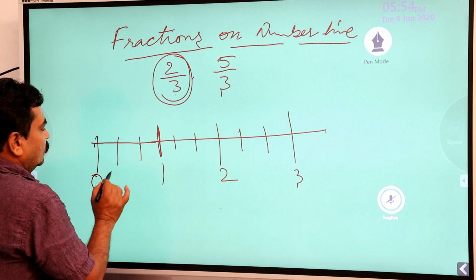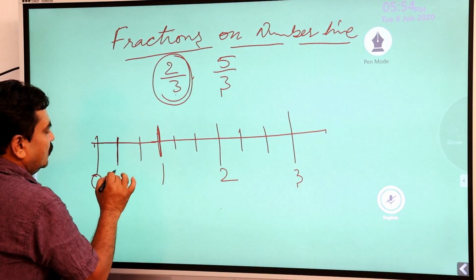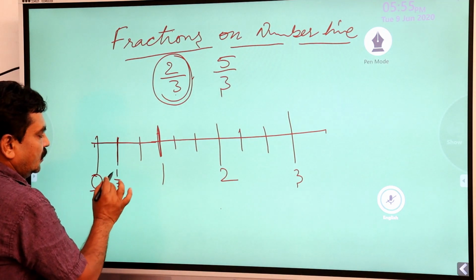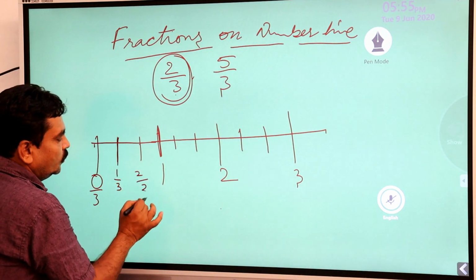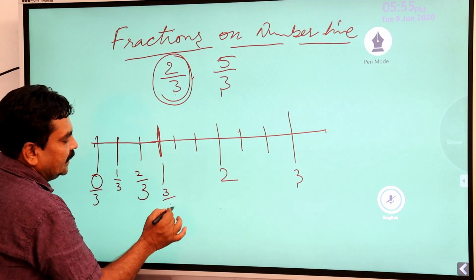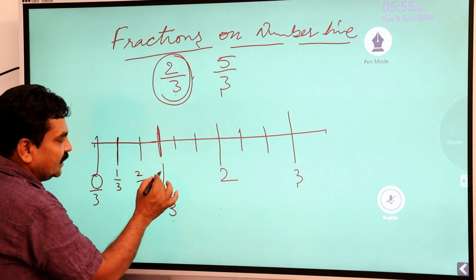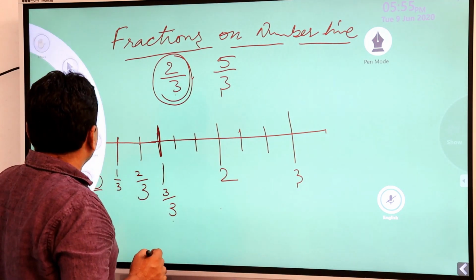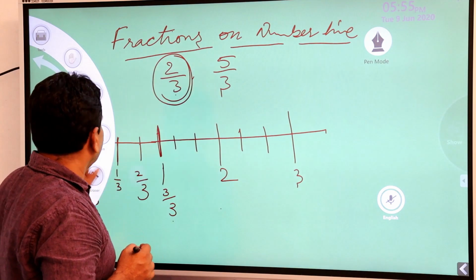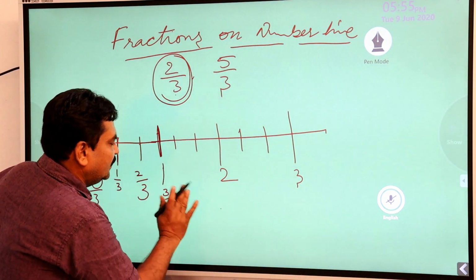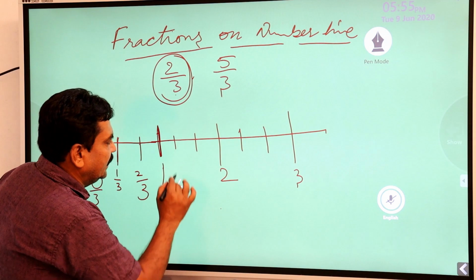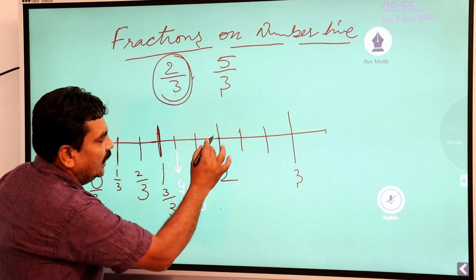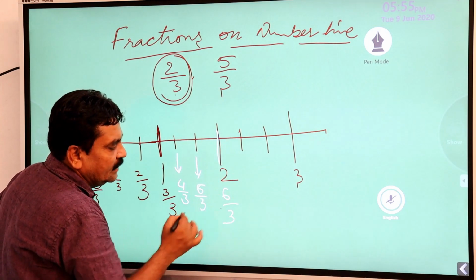Okay, so this is 0 by 3, this is 1 by 3, this is 2 by 3, this is 3 by 3. 3 by 3, when you cancel it, you get 1 only. See, 1 is there already. Then I'll change the color and I'll explain. After 3 by 3, it is 4 by 3, this part. This part is 5 by 3 and this part is 6 by 3.